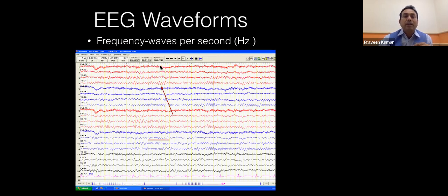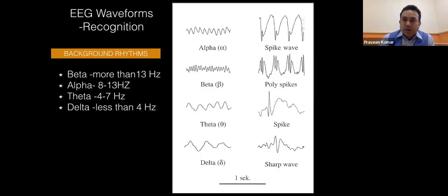If you count anteriorly in the frontal location, you can't count because there are so many small tiny waveforms. Definitely they will fall into the beta category, similarly in this location. So this is the first thing you look at in EEG waveforms: how many waves are occurring per second, to call it in terms of frequency.